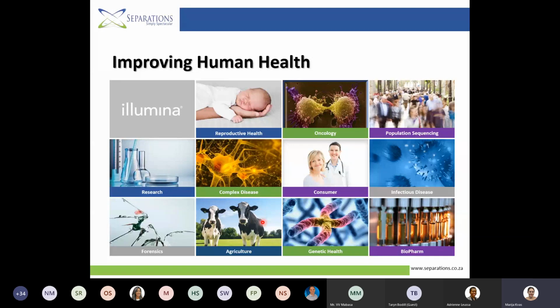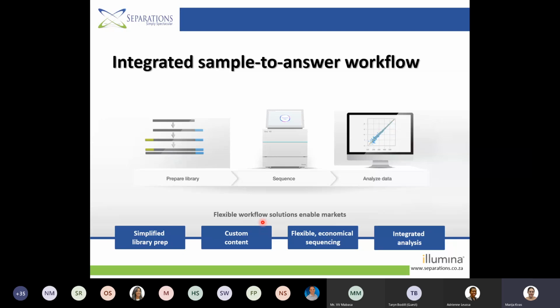So Illumina sequencing has been with us for a couple of years, and 90% of NGS sequencing that happens out there is on Illumina instruments. And this is largely because of the superior data quality that we have with Illumina, but also with the integrated end-to-end workflow which they provide.